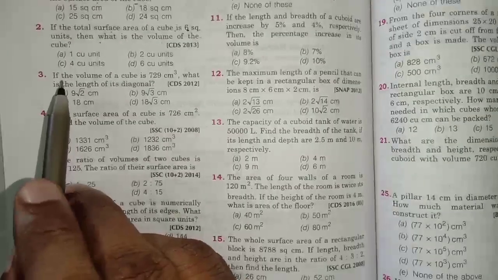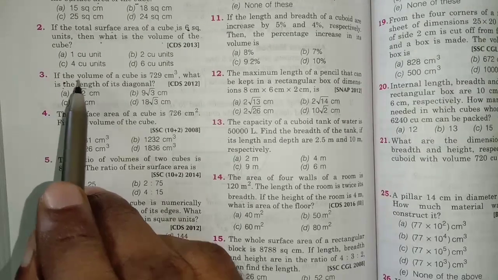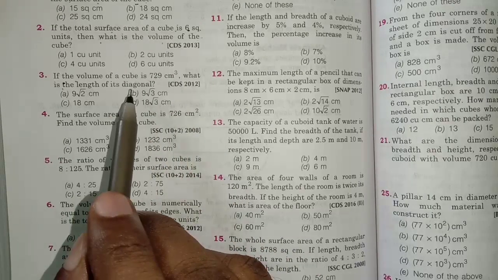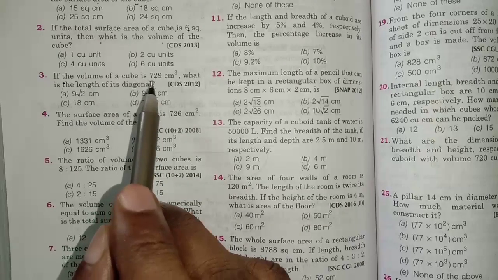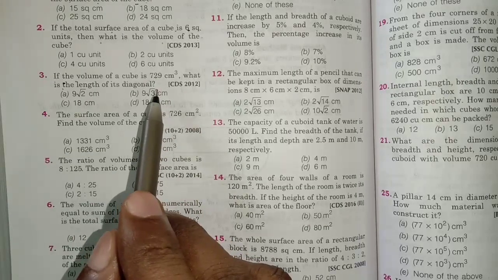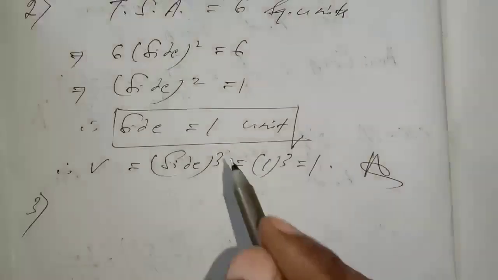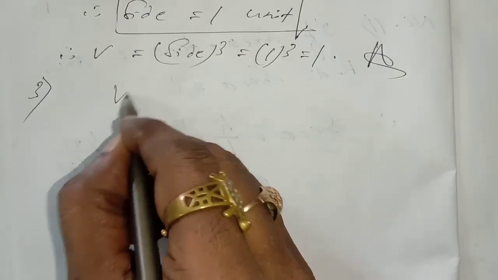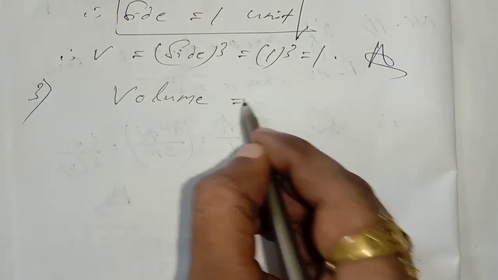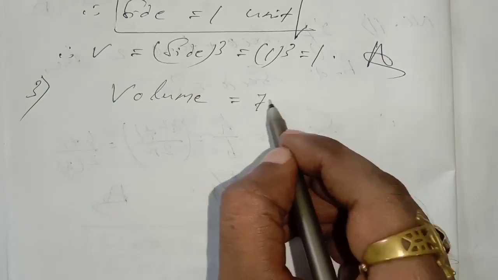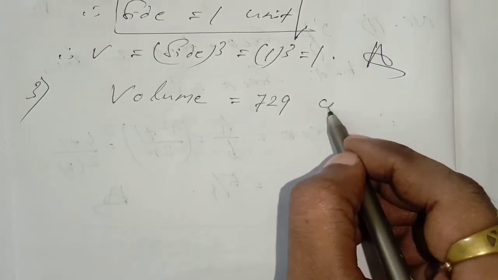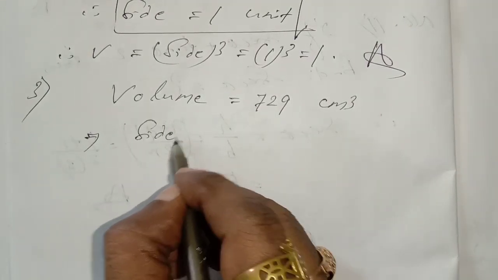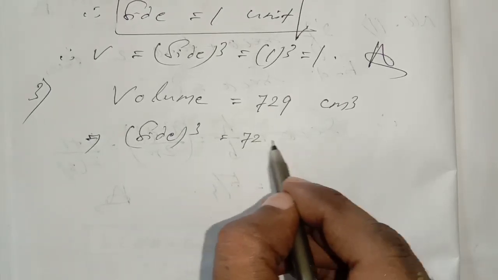See the question number 3. If the volume of a cube is 729 centimeter cube, what is the length of its diagonal? Volume of the cube is given and the length of diagonal you have to find out. Just write number 3, volume given. Volume of cube is equal to how much? 729 centimeter cube. As you know, the volume of a cube formula is side whole cube, that is 729.